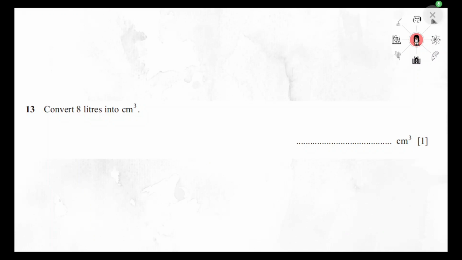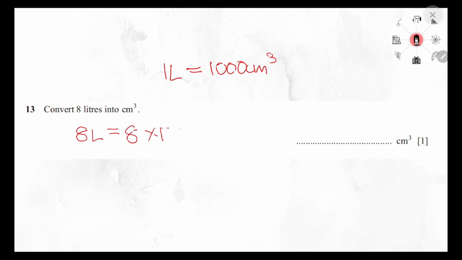Question 13. Convert 8 liters into centimeter cube. We know that 1 liter is equal to 1000 centimeter cube. So 8 liters will be equal to 8 into 1000 centimeter cube, which equals 8000 centimeter cube. Thus that's the answer.